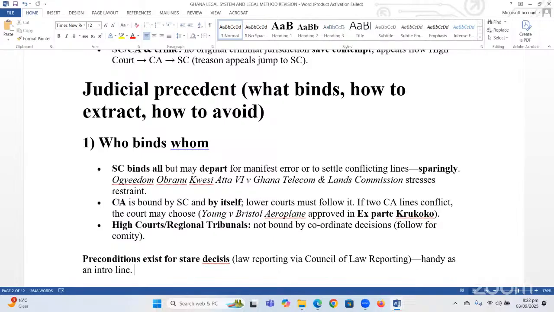Now, the Court of Appeal, as we have seen, is bound by the Supreme Court and also by itself, and then lower courts must also follow it. And we've seen the situation where there are conflicting positions, so we will not belabor that.